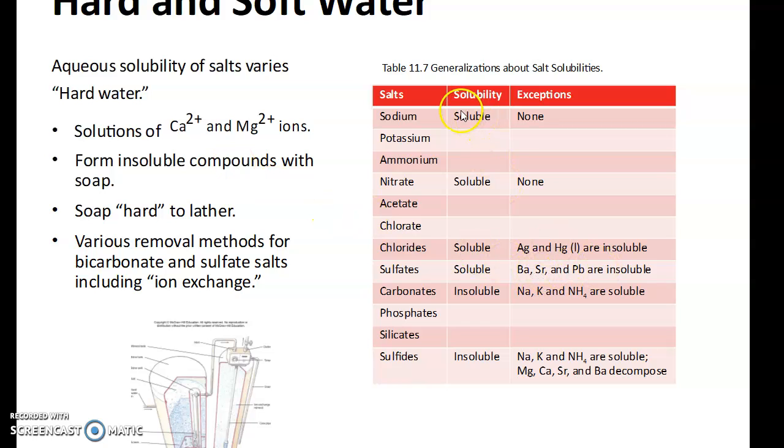So these are ones that are soluble. All sodium salts are soluble. Nitrates, these are all soluble. Chlorides, most are soluble, except for silver and mercury. The sulfates are soluble except for barium, strontium, and lead. Carbonates are insoluble except for sodium and potassium and ammonium. And then sulfides are insoluble except for these right here that are soluble.